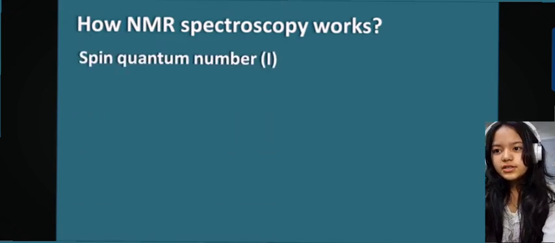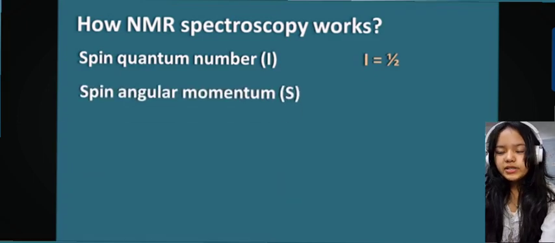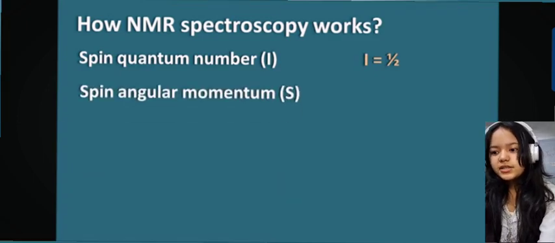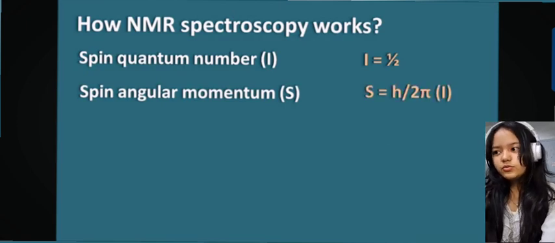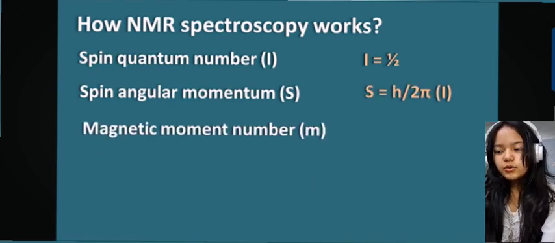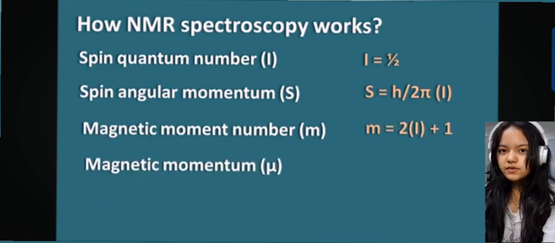So first is spin quantum number I. We have seen that I should be half in order to show NMR. And second is spin angular momentum, which is S. Each spin state will have some angular momentum, so S is given by h by 2 pi into I. Third is magnetic moment number, M, and M is equal to 2 into I plus 1.